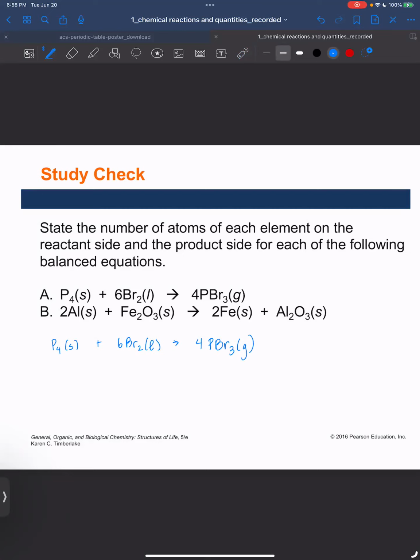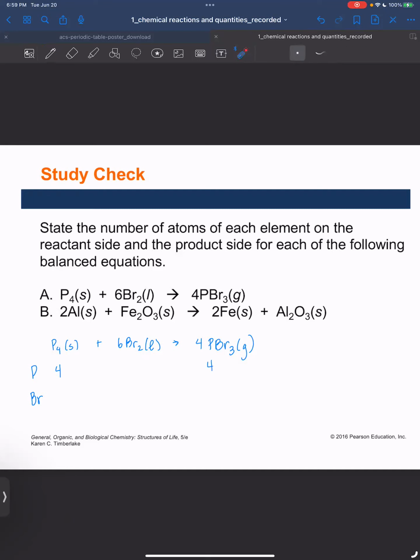If I had to count, first I like to just write down phosphorus and bromine. So how many phosphorus atoms do I have on the reactant side? Good, I have 4. What about on the product side? I also have 4, excellent.